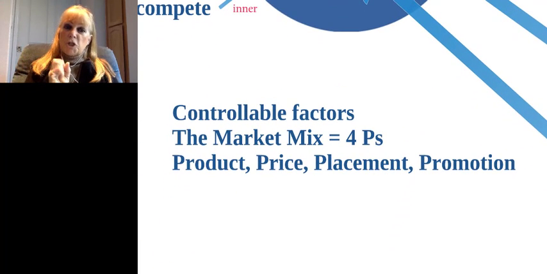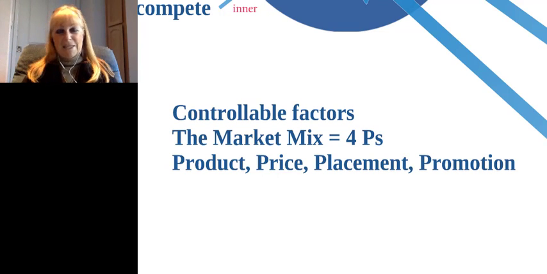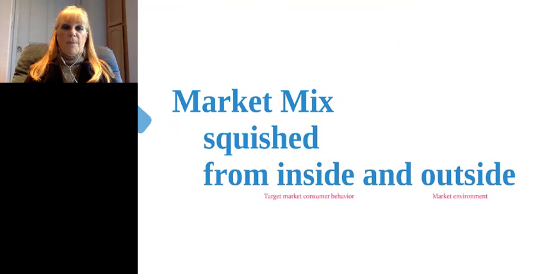And then squished in between are the 4 Ps. This is the only controllable set of factors to the marketing manager. The target market is, again, semi-controllable. The 4 elements that we will look at in the macro environment, the 4 elements that we will look at in the micro environment, we have no control over them as a marketing manager. All we can do is react to them, respond to them. But what we do have control over are the 4 Ps.